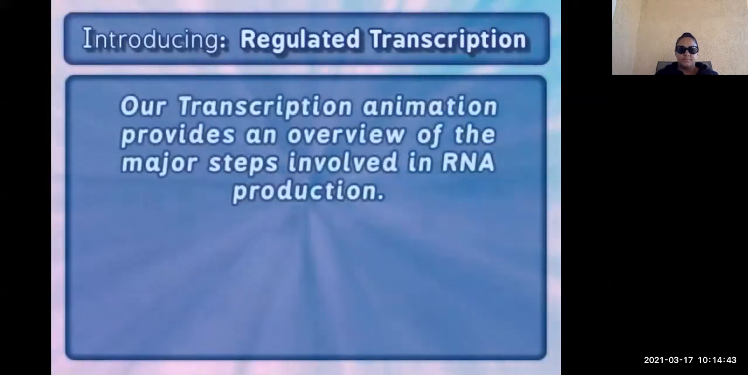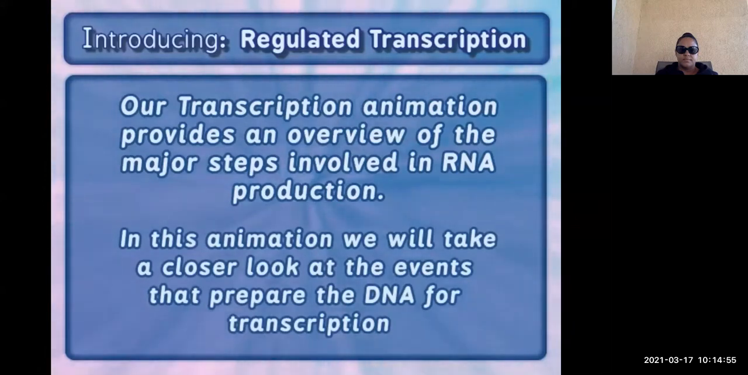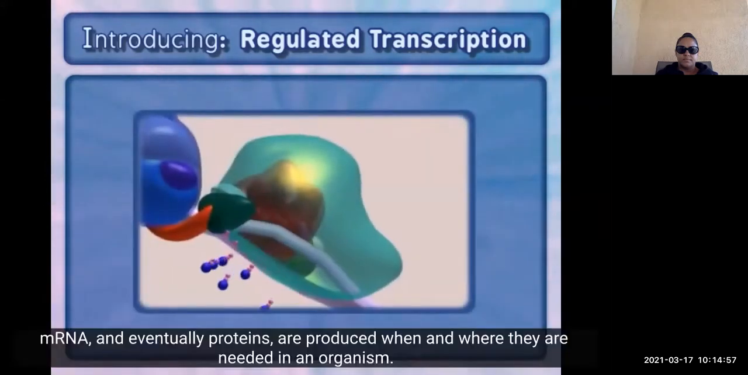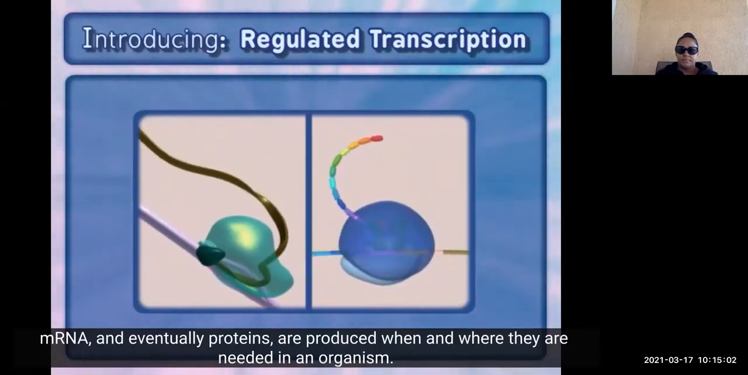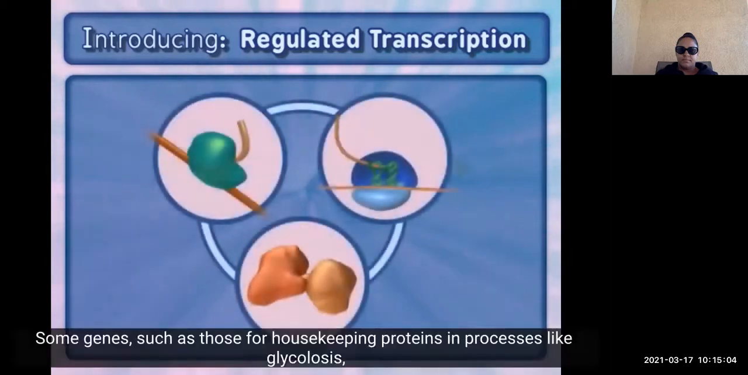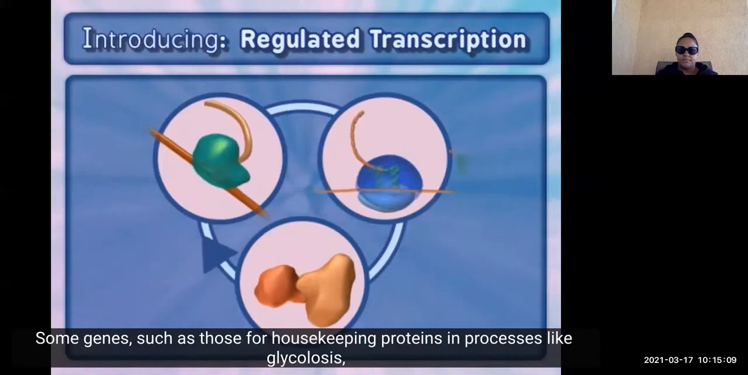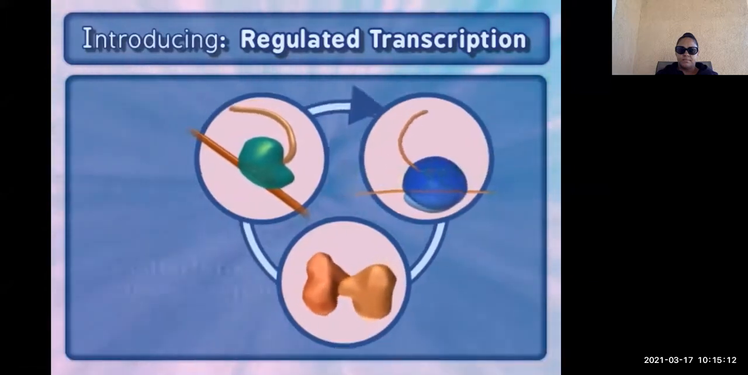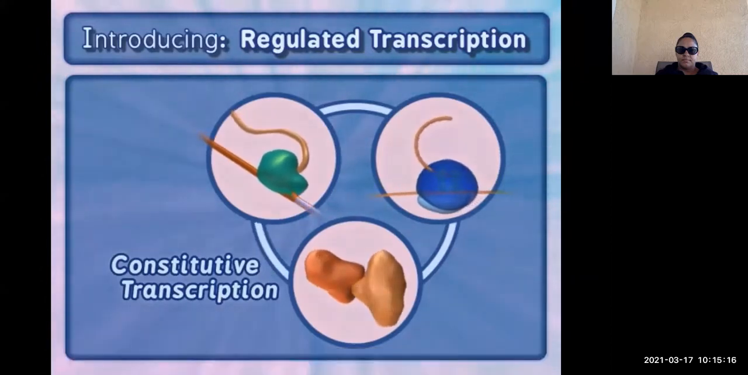Our transcription animation provides an overview of the major steps involved in RNA production. In this animation, we will take a closer look at the events that prepare the DNA for transcription. mRNA and eventually proteins are produced when and where they are needed in an organism. Some genes, such as those for housekeeping proteins in processes like glycolysis, are expressed all of the time. These genes undergo what is known as constitutive transcription.